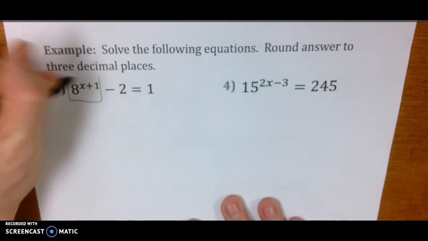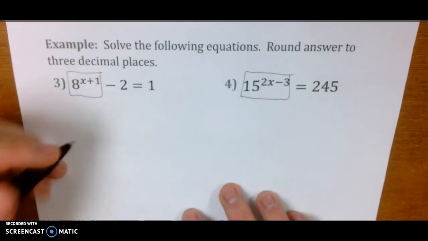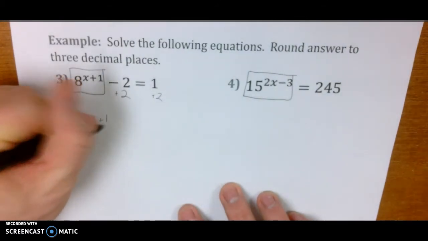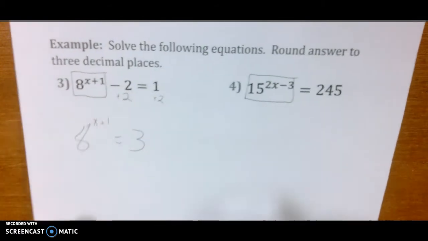My goal here is to get anything that has the exponent attached by itself. So on number 3, I guess I have to add the 2 to the other side. So I have 8 to the x plus 1 equals 3. Over here, we're all good. Number 4 is good to go. Cool.